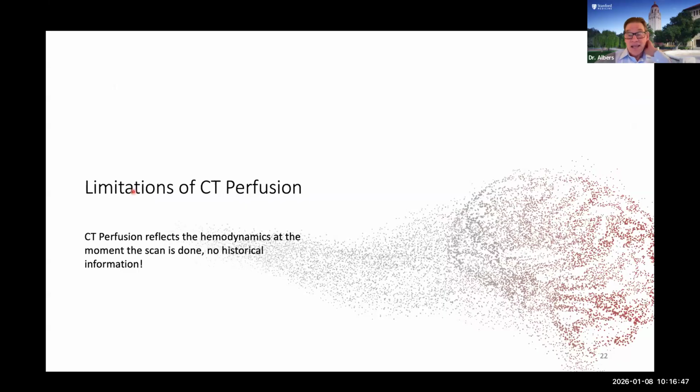Okay, let's talk about some limitations of CTP. Unfortunately, most of us, when we went to medical school or residency, we did not have a course on how to interpret CTP, and it's really important to understand the limitations. The most important limitation is that CTP reflects the hemodynamics at the moment the scan is done. It does not give you historical information about what happened yesterday or what happened 8 hours ago.